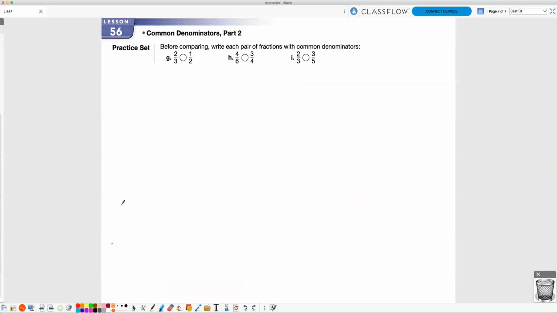All right, let's try some more. Before comparing, write each pair of fractions with common denominators. So for letter G, they want us to rewrite 2/3 and 1/2 as fractions with common denominators. So I'm going to write 2/3. It looks like 6 is going to be my denominator for both of those. 2/3, 6. So this would be times 2. So that one's times 2. This would be 4 up here. This one is times 3. So this one has to be times 3. That would be 3 there.